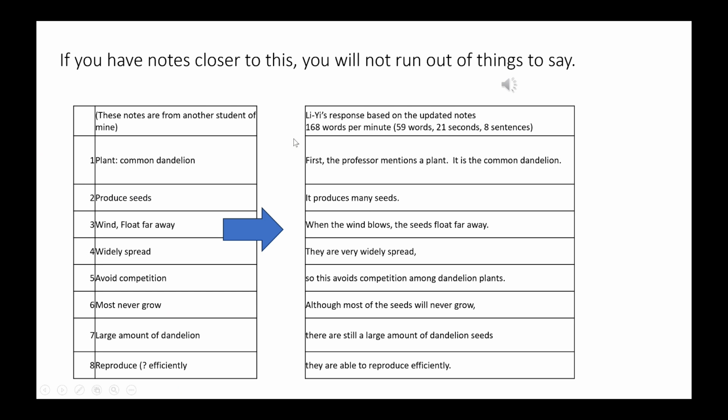In the notes from my other students, you can see that these are all very short verb-based notes. So I could just read from the notes and make a lot of sentences. First, the professor mentions a plant. It is the common dandelion. It produces many seeds. When the wind blows, the seeds float far away. They're very widely spread, so this avoids competition among dandelion plants. Although most of the seeds will never grow, there are still a large amount of dandelion seeds. They're able to reproduce efficiently.